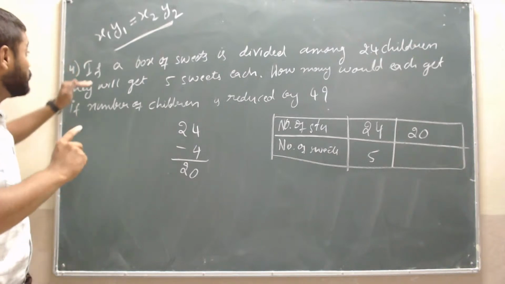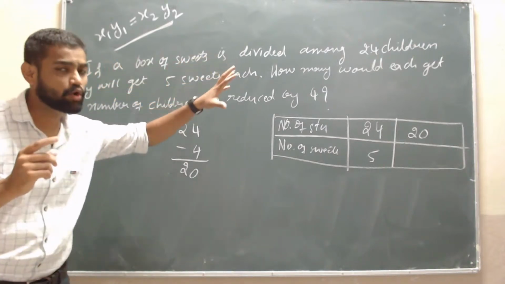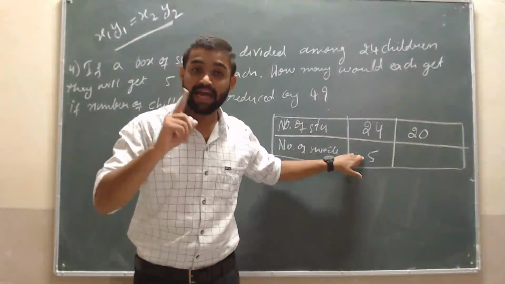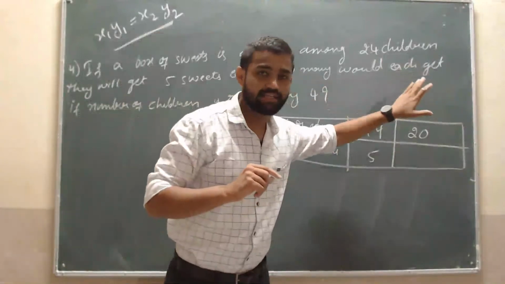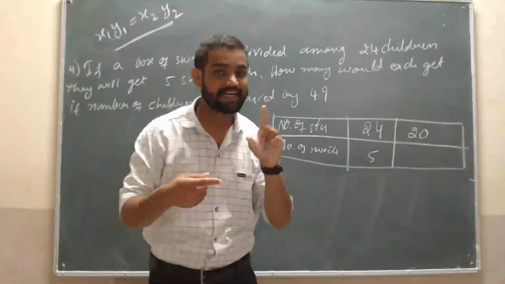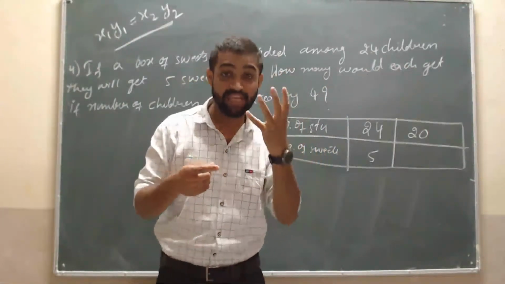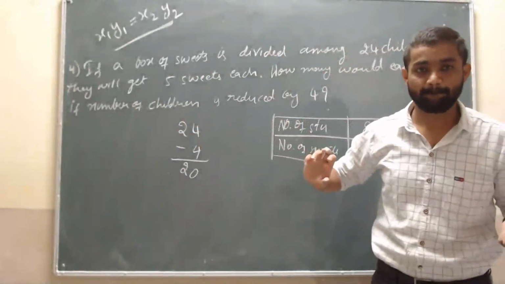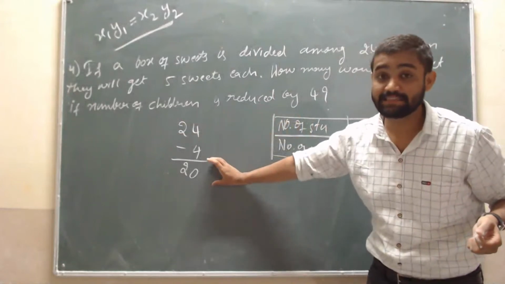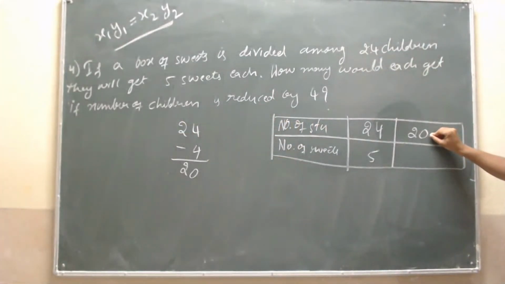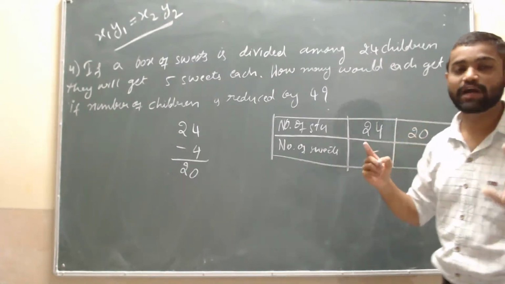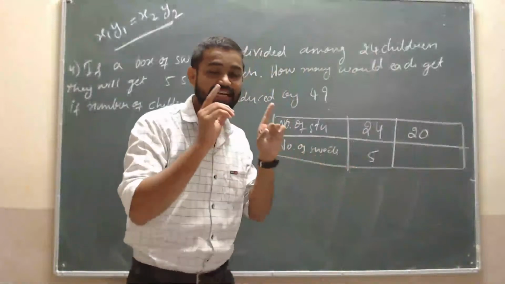See, once again I will explain to you. If a box of sweets is divided among 24 children and they get 5 sweets each, then again he is asking how many would each get, that is, how many sweets would one child get, if the number of children is reduced by 4. That is, for 20 children, how many sweets will each of them get? This is very easy. Understanding the question is very important.